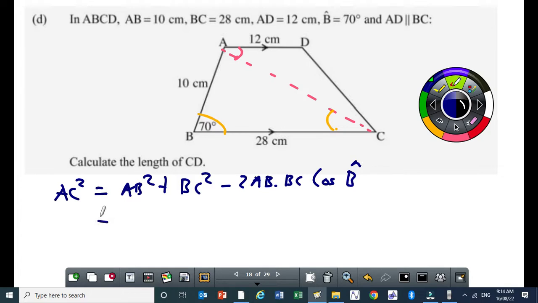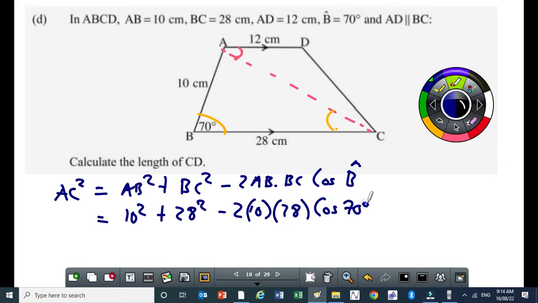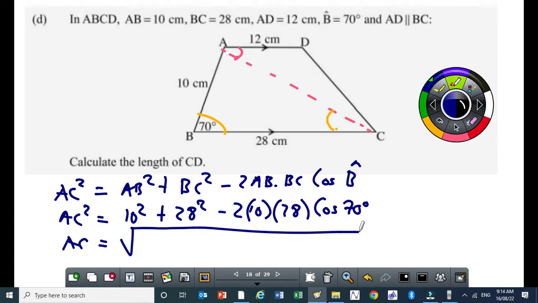Okay? So AB is 10, so this will be 10 squared, plus BC, which is 28 squared, minus 2 times 10 times 28 times the cosine of 70. Now remember, I told you that you don't have to use your calculator twice to get the answer, or 3 times. You can do it once, so this will be AC equal to the square root of 10 squared plus 28 squared minus 2 times 10 times 28 times cosine of 70.